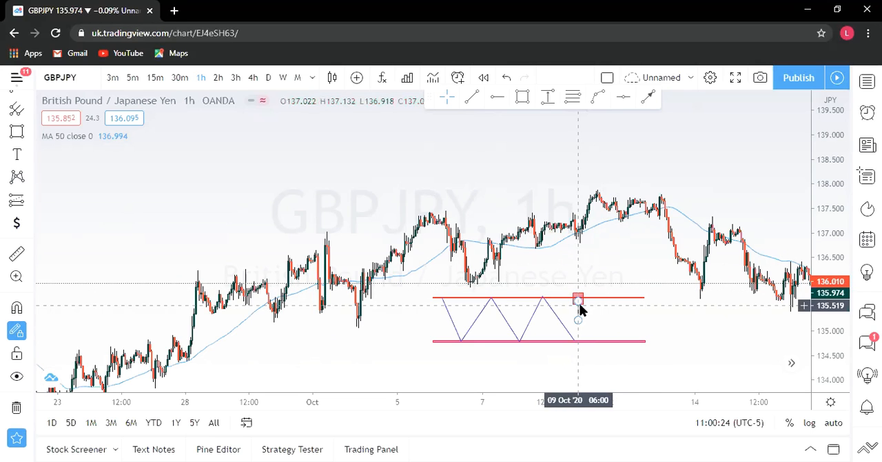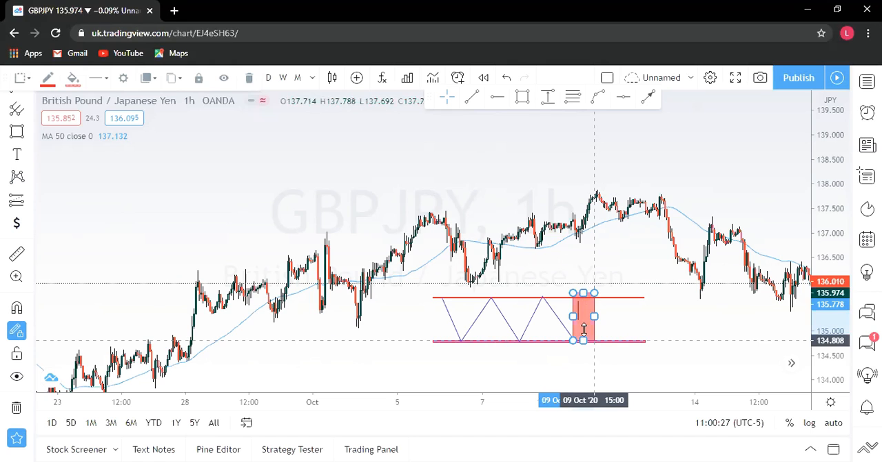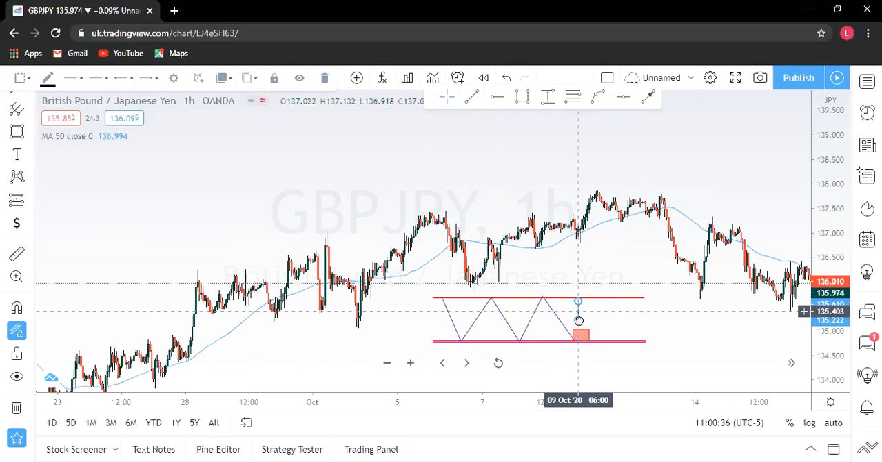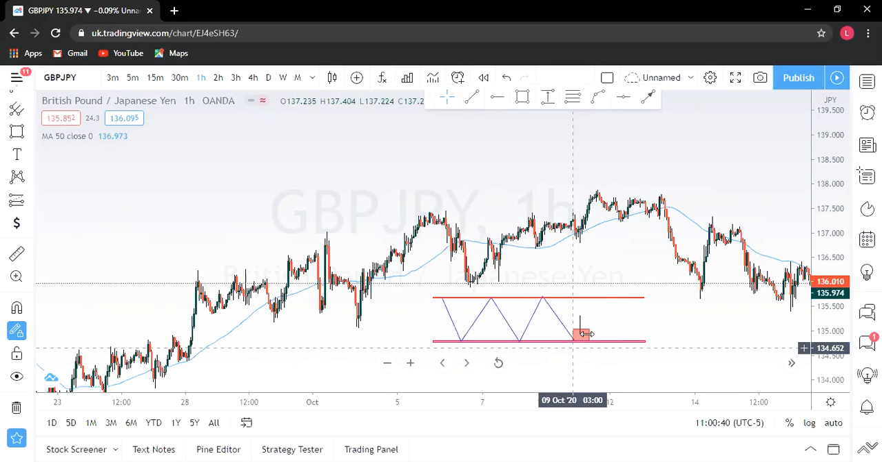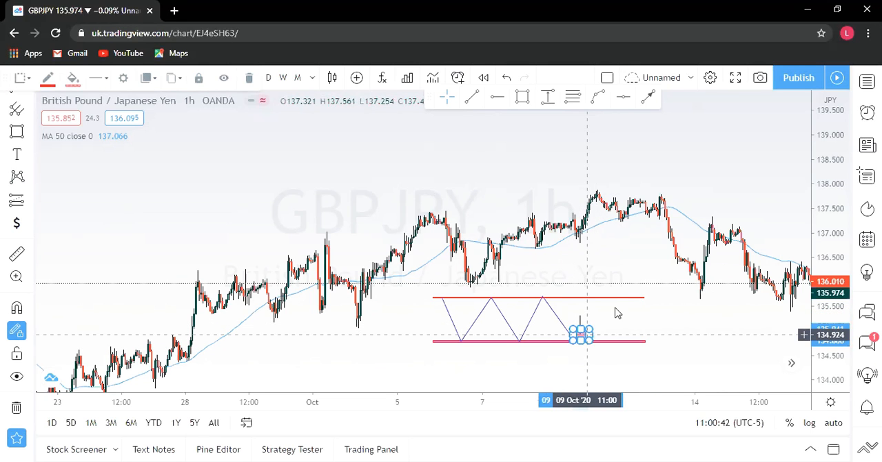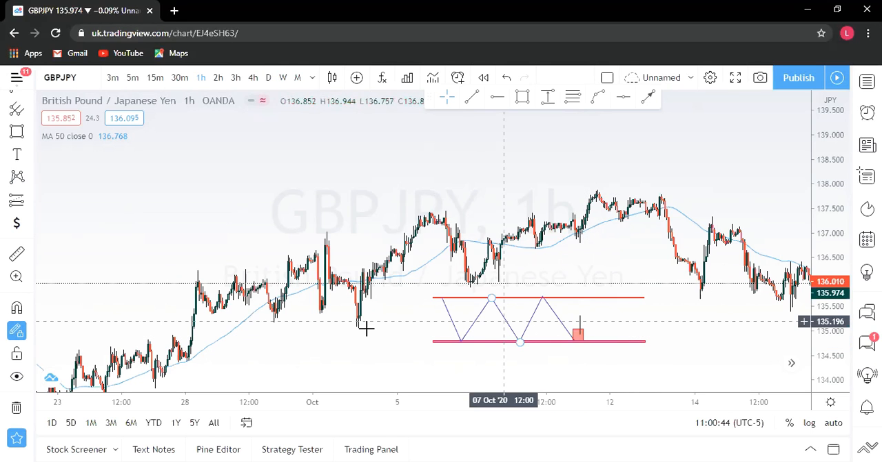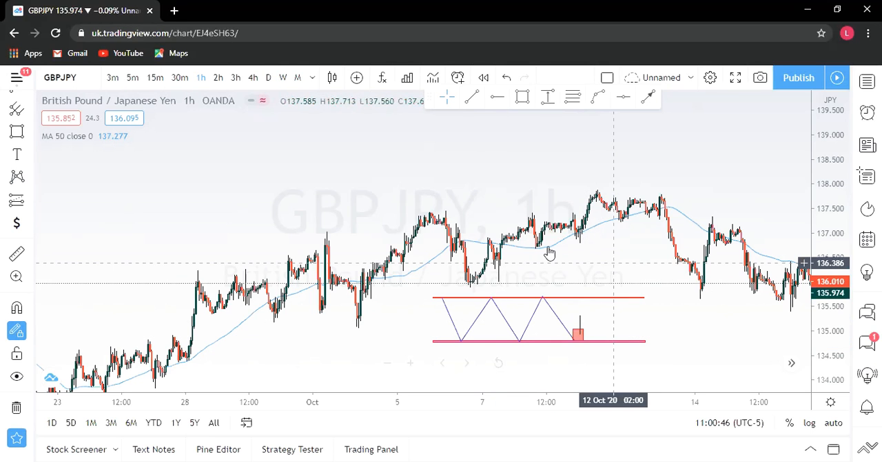At the same time, on your support, what you need to look out for is a bullish pin bar. On your support, you need to look out for a bullish pin bar. That also serves as confluence for you before you can actually buy on your support. You understand what I'm saying? So those are the things you need to put into consideration.